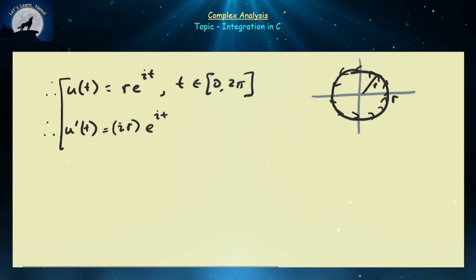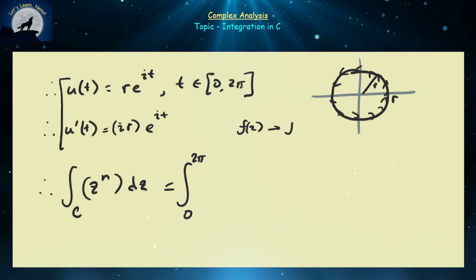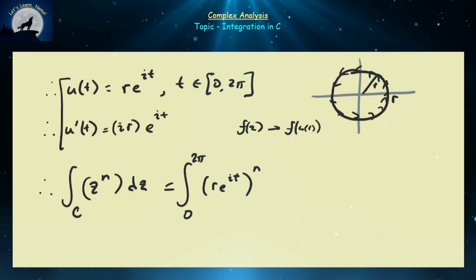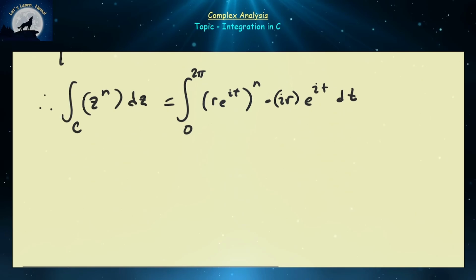So now that we have our parametrization of the contour for which we want to integrate across, in particular we want to integrate along C of z to the power of n dz, then what will this be? So we're going to integrate from our boundaries for our parametrization, 0 to 2 pi, then we're going to replace z, because f of z will turn into f of u of t, so we're just going to replace z with our parametrization. So we're going to have r e to the it to the power of n, multiplied by the derivative of our parametrization, i r e to the it dt. Right? Now we have just a basic integral that we should be able to work with.